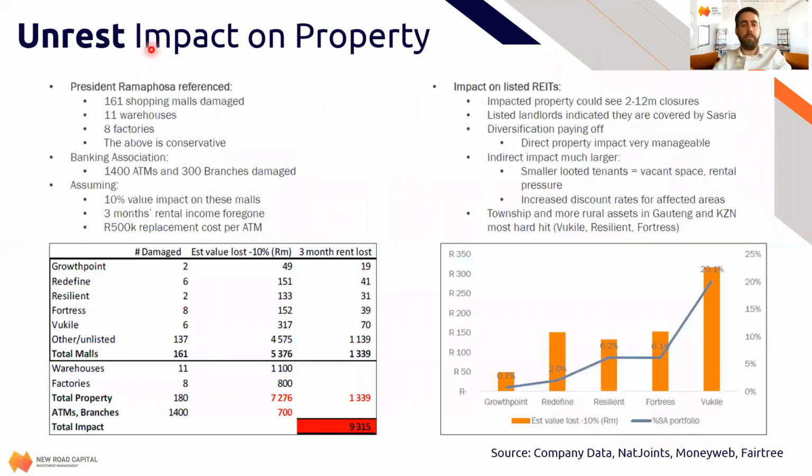If you look at the impact of the riots on the property companies, about 9.3 billion was estimated in rental losses. If you look at the percentage of some of the big listed REITs in the country, you can see Vukile was the hardest hit. That's just a demographic thing. It owns a lot of lower end properties. But if you look at Growthpoint, for example, only 0.7% of its portfolio was actually harmed at all. So pretty manageable in terms of the whole REIT environment. Like I said, it'll bounce back from this.